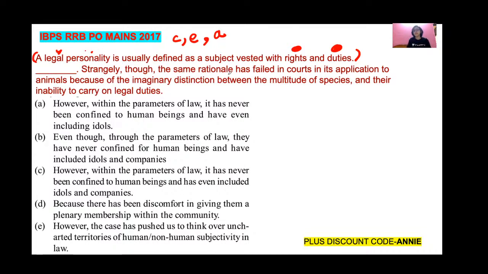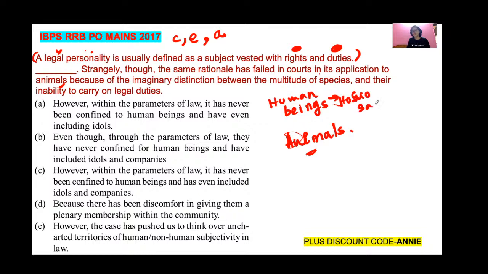Strangely though, the same rationale has failed in courts in its application to animals. Rationale means logic. The same logic has failed in courts in its application to animals because of the imaginary distinction between the multitude of species and their inability to carry on legal duties. In biology human beings are also animals, but in reality we consider ourselves to be superior. In animals there are many species, but human beings only one, Homo sapiens.